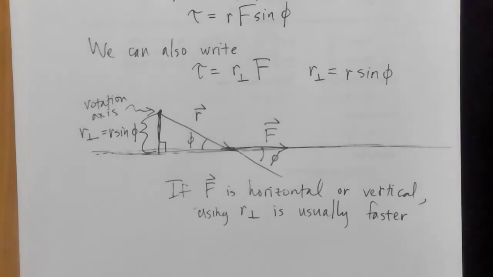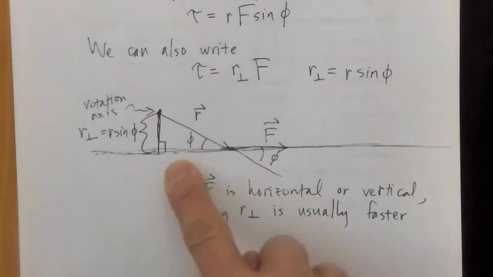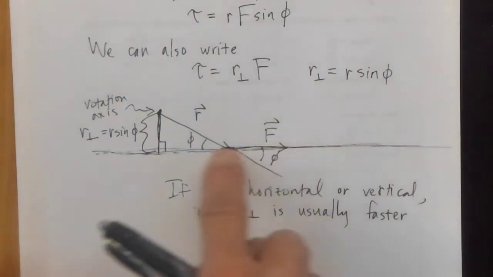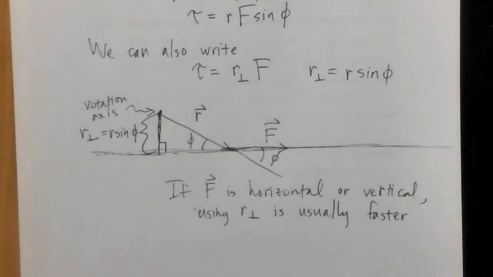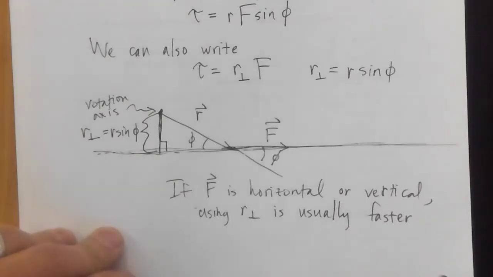Is everybody clear on this, what I'm saying? You can use either formula, R F sine of phi or R perpendicular times F. I'm saying when F is vertical or horizontal, R perpendicular tends to be a little bit faster. But you can calculate either way. It's fine.